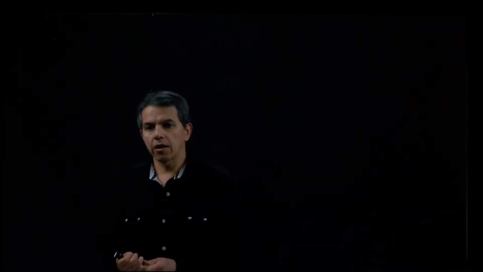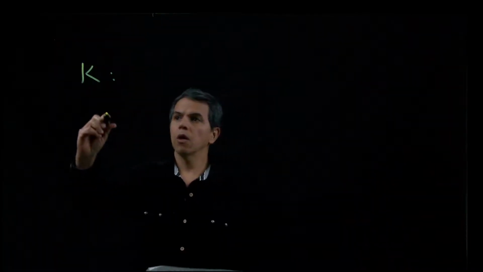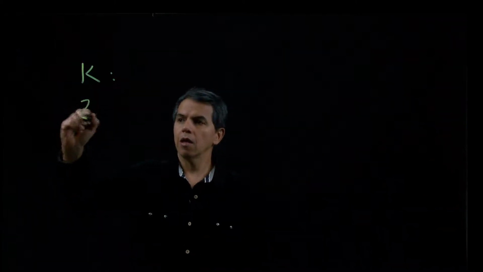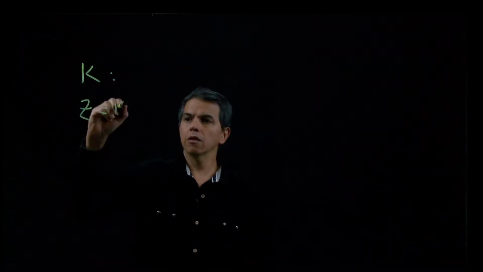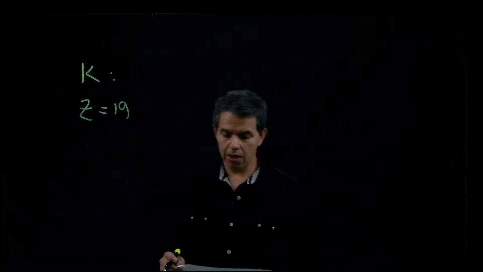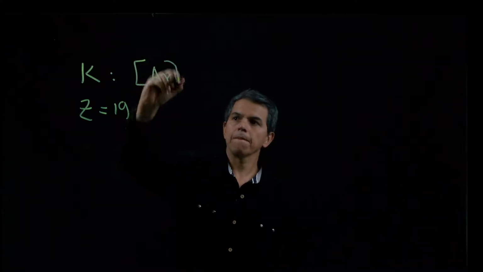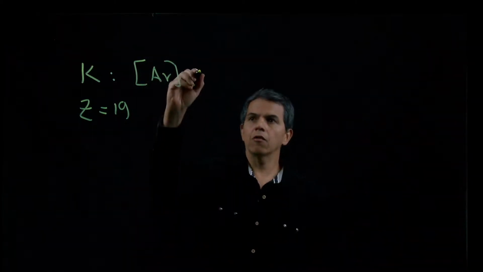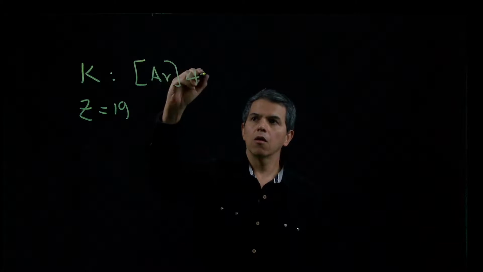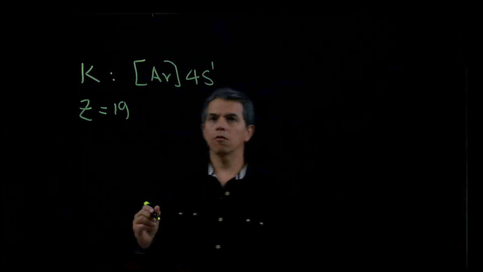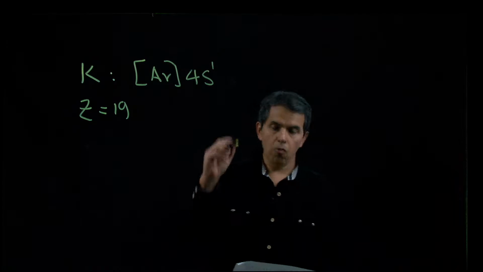So the first step is to write the electronic configurations of the elements in question. We will start with potassium, using the condensed nomenclature. Potassium has an atomic number of 19, which means that we will also have 19 electrons. The shorthand that we will use is the electron configuration of argon, and then after that we add 1 4s electron.